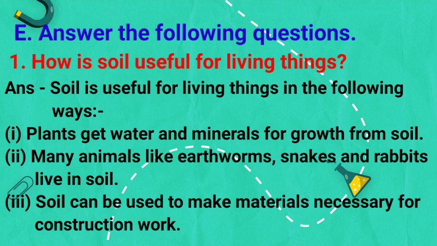E. Answer the following questions. 1. How is soil useful for living things? Answer. Soil is useful for living things in the following ways. 1. Plants get water and minerals for growth from soil. 2. Many animals like earthworms, snakes and rabbits live in soil. 3. Soil can be used to make materials necessary for construction work.